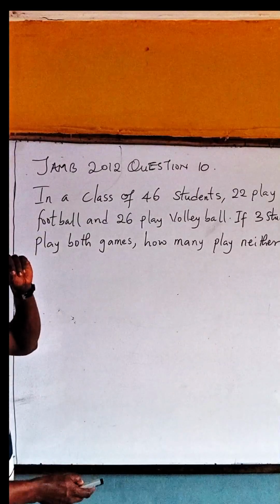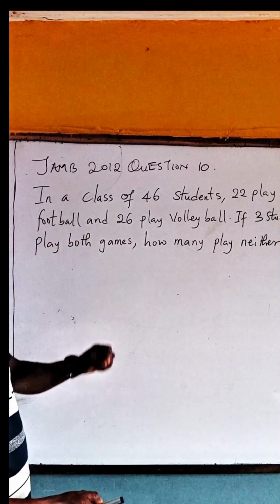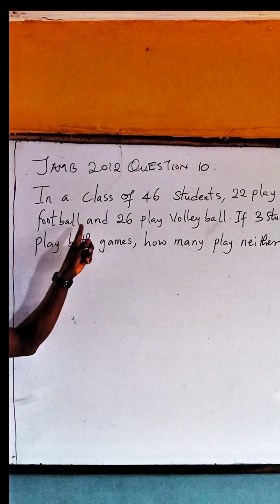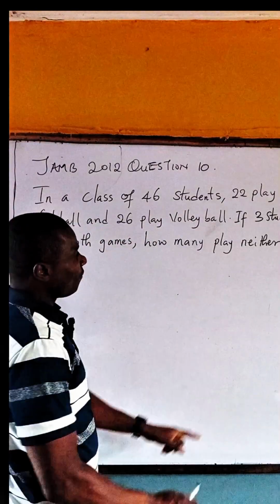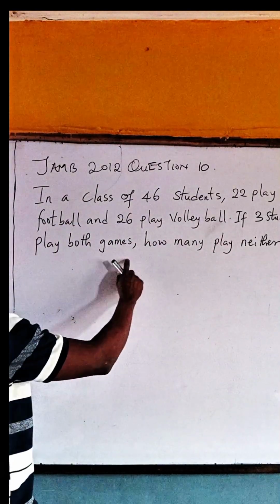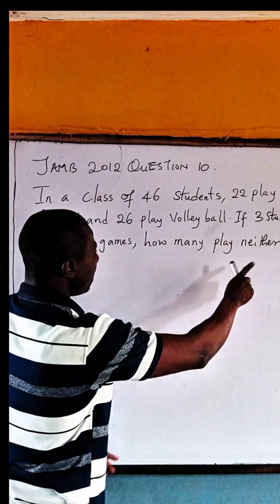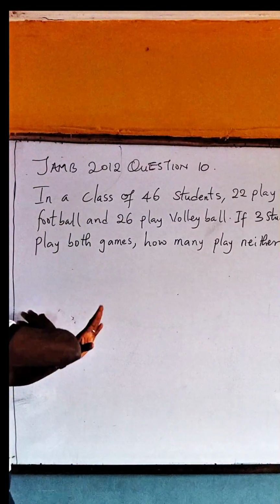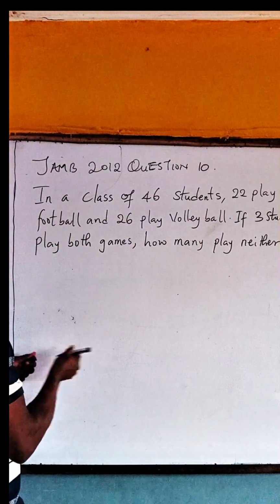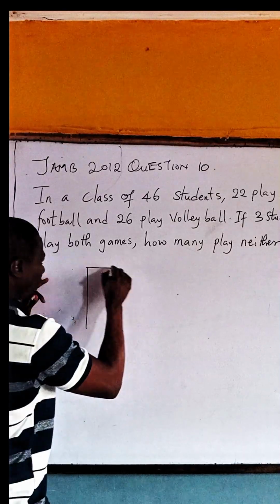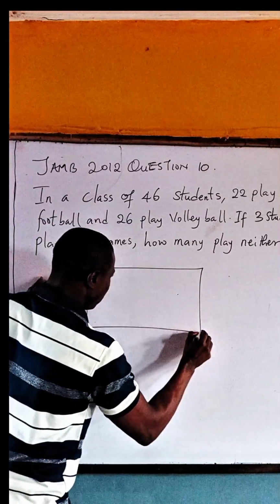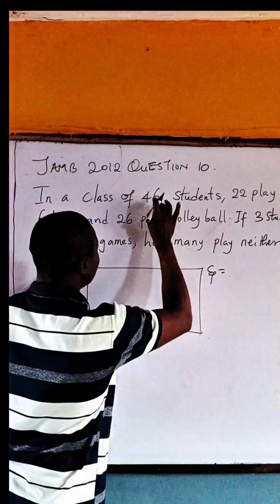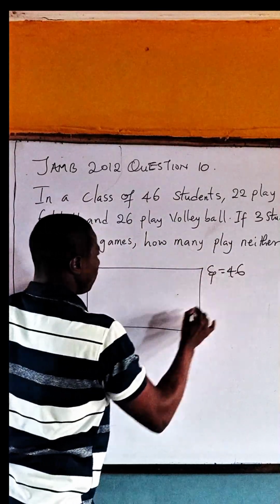Here's another question. In a class of 46 students, 22 play football and 26 play volleyball. If 3 students play both games, how many play neither? Those that play neither are those who did not do anything in the particular question. The first thing for us to do is to interpret the question with a Venn diagram. Outside here, we were told that 46 students were involved, so this will be 46.